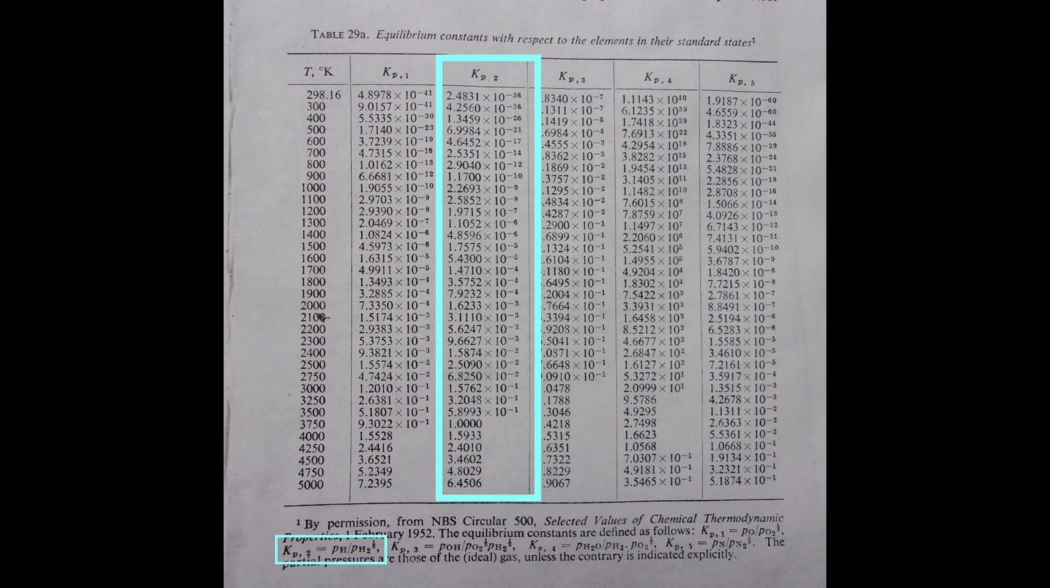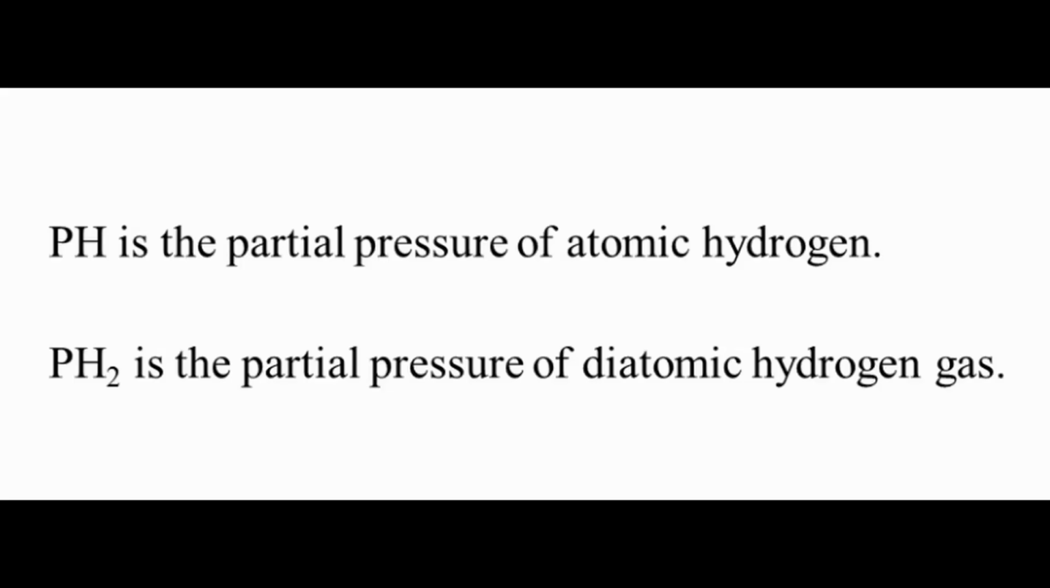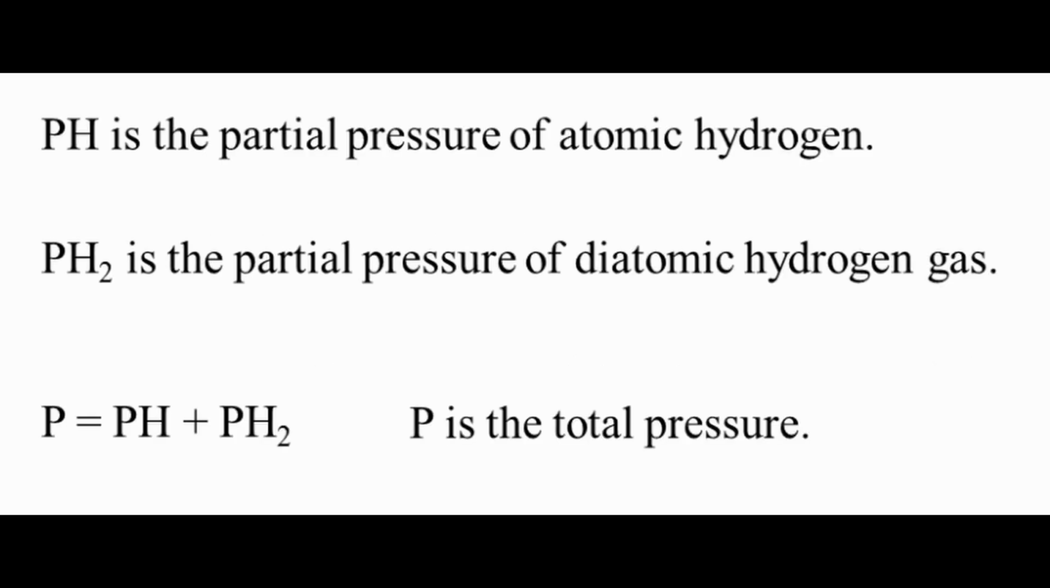In the tables, Kp2 gives the equilibrium ratios dependent on pressure of free hydrogen H to hydrogen gas H2 at various temperatures. pH is the partial pressure of atomic hydrogen. pH2 is the partial pressure of diatomic hydrogen gas. If the vessel contains just H2 and H, the total pressure is the sum of the partial pressures. I give an example for calculating mole fractions with a known temperature and pressure.